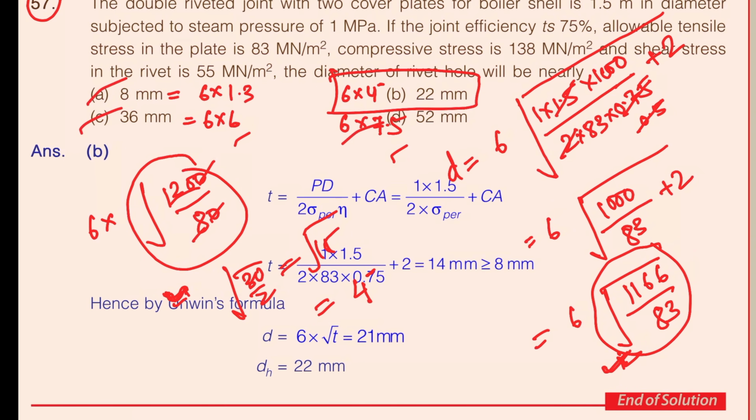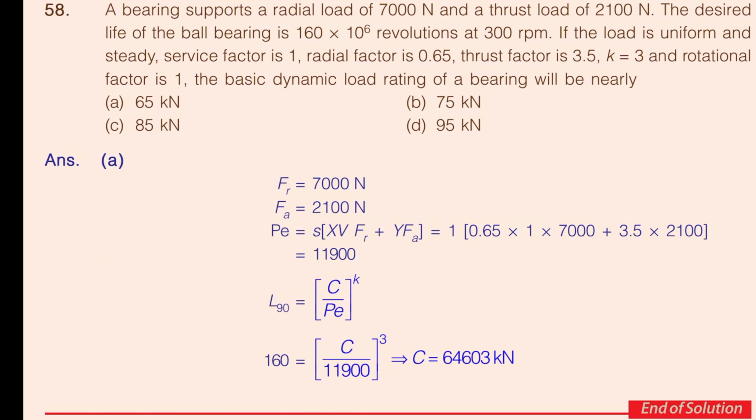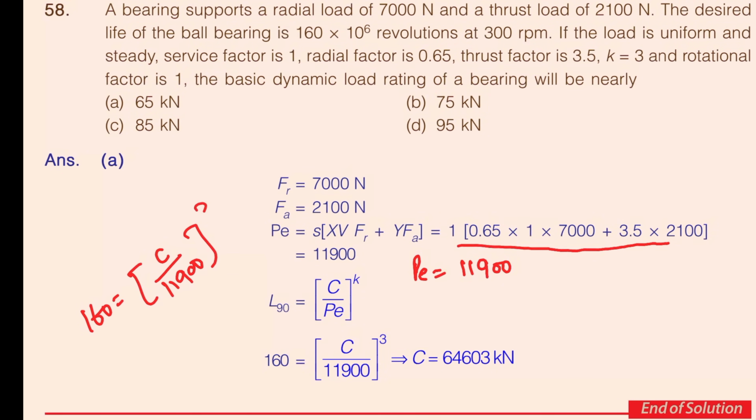Now for the hit and trial method, we are going to start with question number 58, and in this question the calculation that we need to do is, first we need to calculate the PE value. The PE formula is given here, and this is a very simple calculation. So it comes out to be 11,900, and then the calculation that we have is 160 is equal to C divided by 11,900 raised to power 3. Now what value of C will satisfy this particular equation, that we are going to calculate. Now we can see that the options are pretty far from each other, so we can do some sort of approximation here, but let's do the cube root.